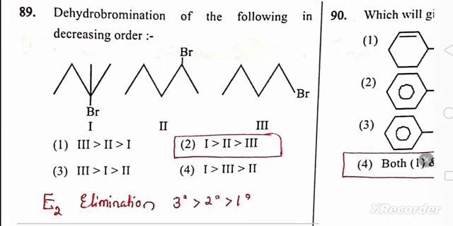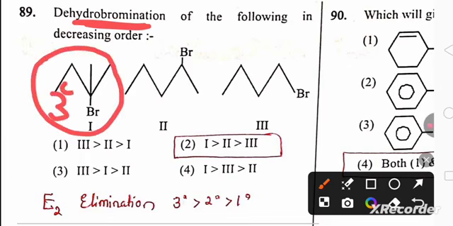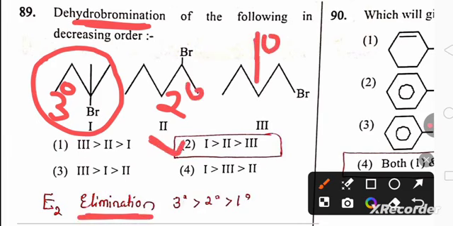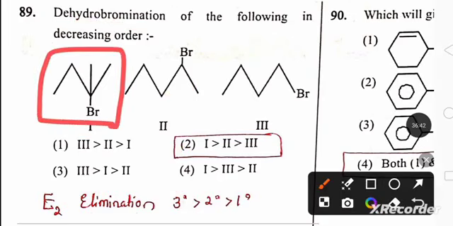Dehydrobromination. Dehydrobromination is one of the elimination reactions. It can be found more in tertiary alkyl halide, then in secondary, then in primary. So option 2 is the right answer, because E2 elimination reaction can be found more in tertiary alkyl halide. Among them, the first one is tertiary alkyl halide, and the third one is primary one.